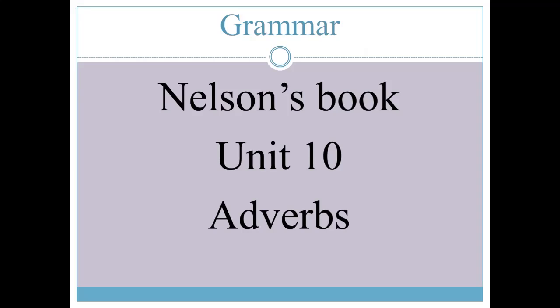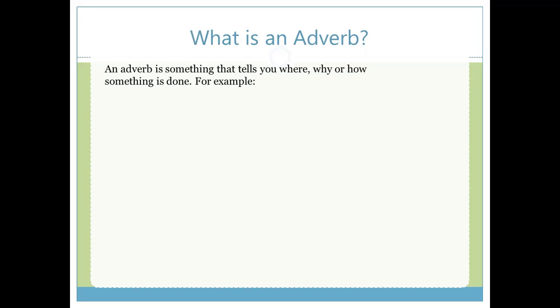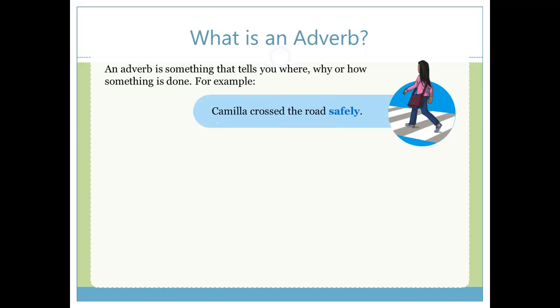And now we are going to take grammar from Nelson's book, Unit 10, Adverbs. What are adverbs? What is an adverb? An adverb is something that tells you where, why, or how something is done. Like, for example, Camilla crossed the road safely. So here, how did Camilla cross the road? Safely.